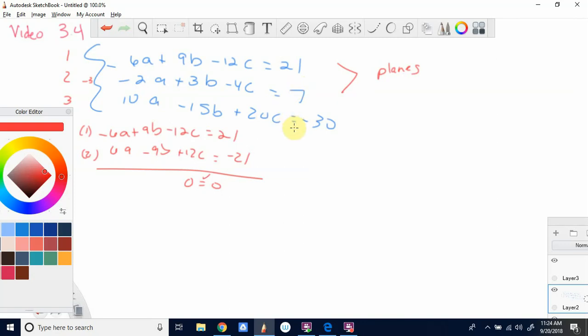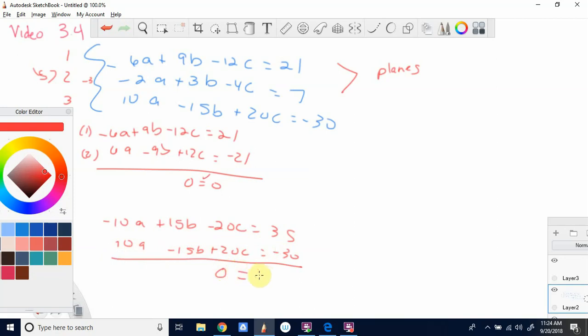So I need to see if they intersect with the other, with equation 3. So I'm going to multiply equation 2 by 5, and I'm going to get negative 10a plus 15b minus 20c equals 35, and I have 10a minus 15b plus 20c equals negative 30. Well, when I add these together, I get 0 equals 5. I get a false statement that tells me they do not cross.